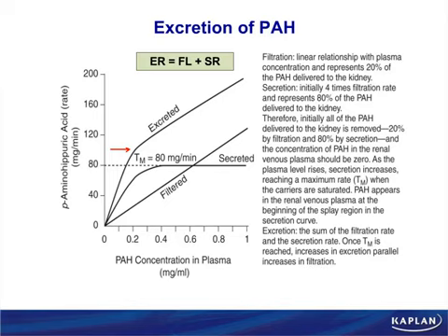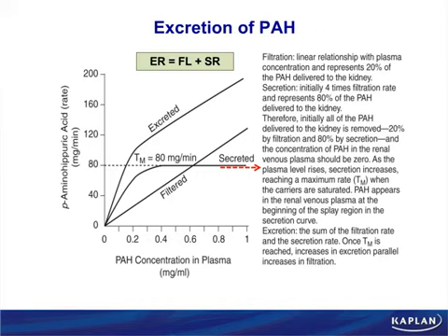So they may give you a question on Step 1 where they point right to this point in the line, and they may ask, what happened here, or why did this happen? Well, this happened because the carriers are saturated. You have reached transport maximum, and now you are secreting at a constant rate.